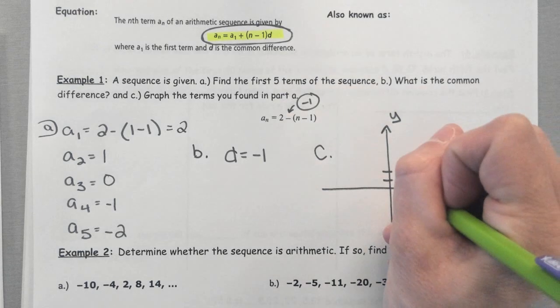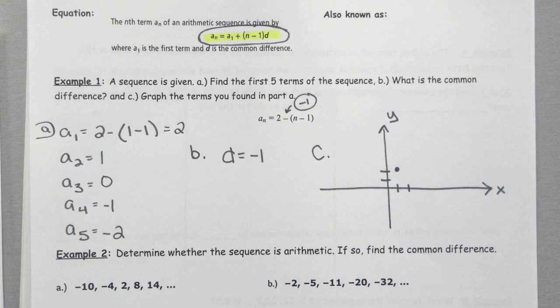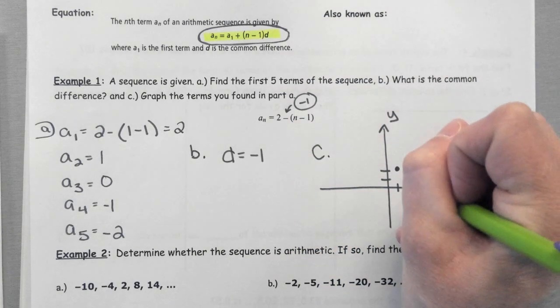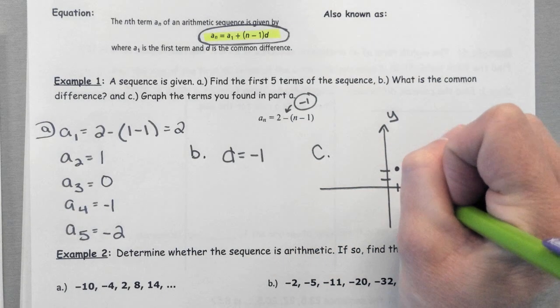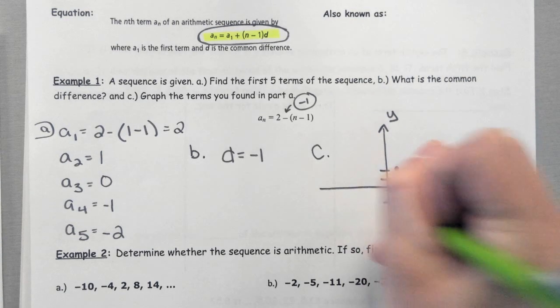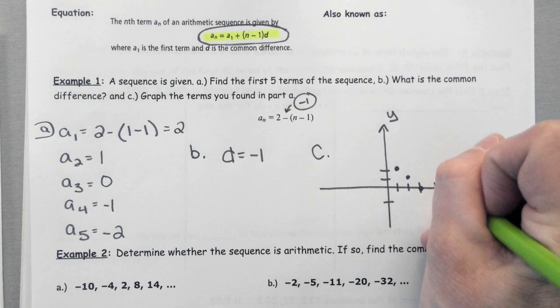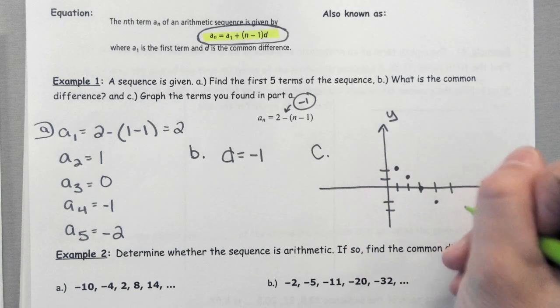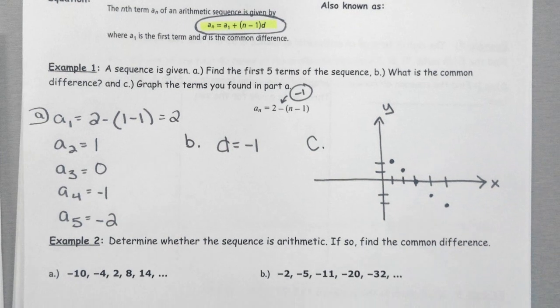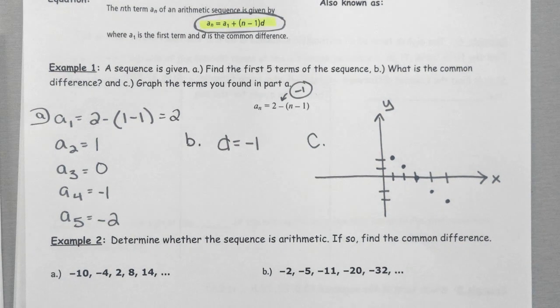Term 2, so I'm going to go over to 2 now. Term 2's value was 1. Term 3's value, 0. Term 4's value, -1. Term 5's value, -2. And you kind of know the pattern, right? It would continue. Again, resist the temptation to connect them. We're not connecting. These are our different term values.